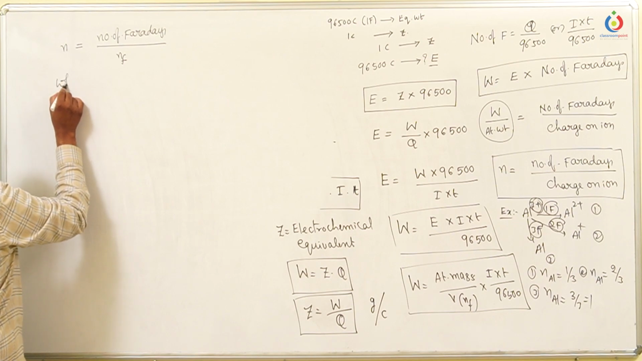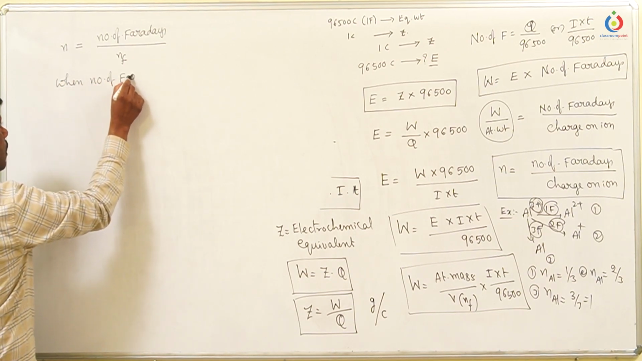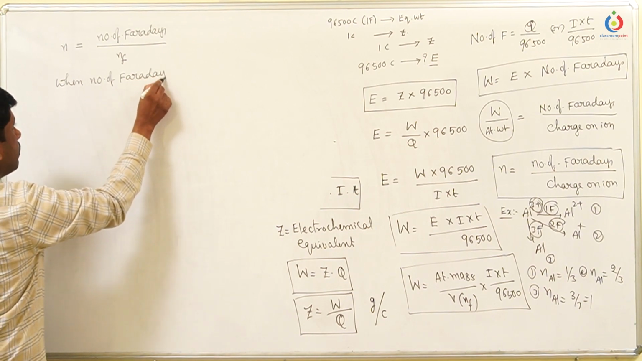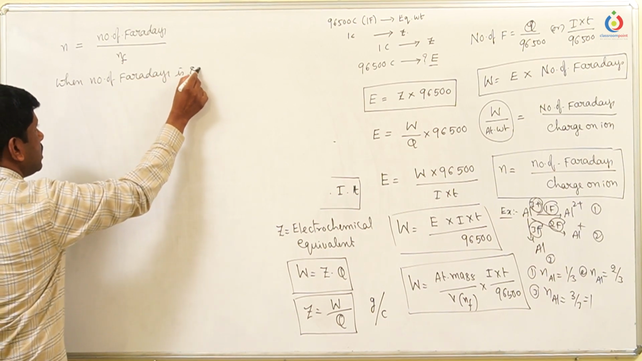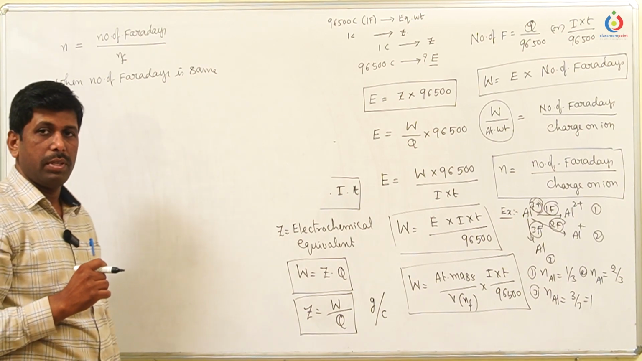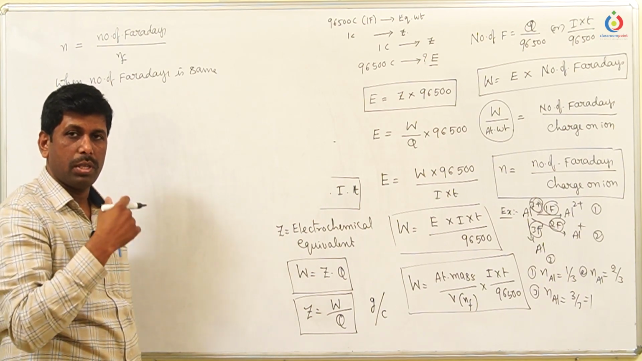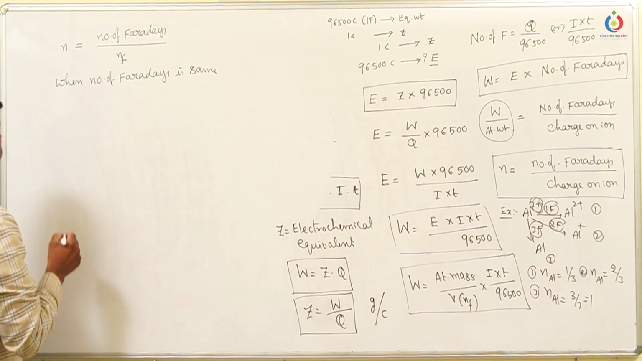When the number of Faradays is same, that means when you are sending the same quantity of electricity, then the relation between the number of moles of the substances that is either deposited or evolved at different electrodes of the same electrolysis process is equal to C.